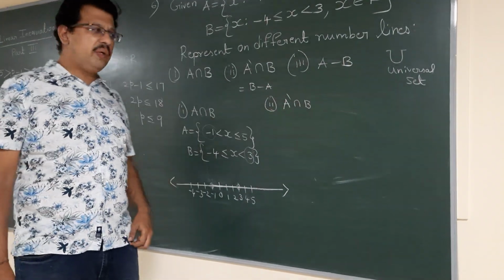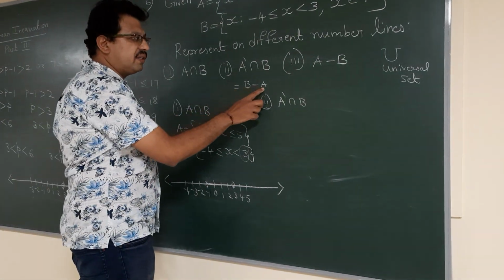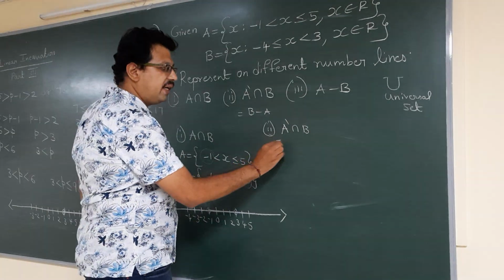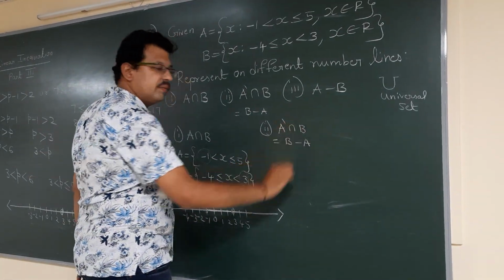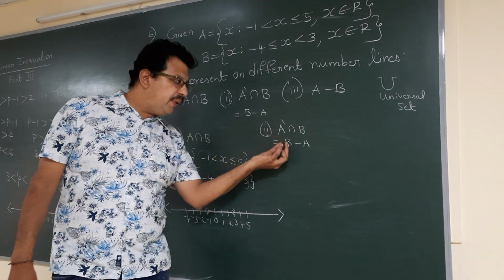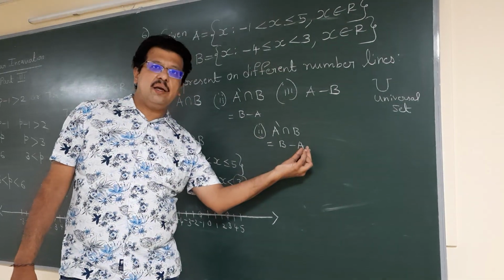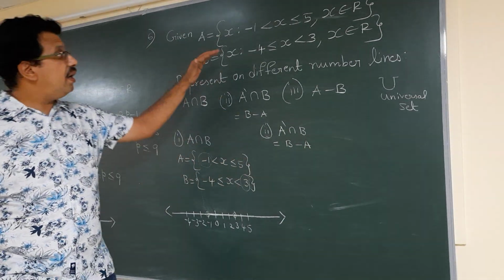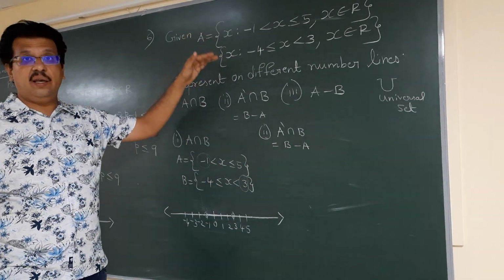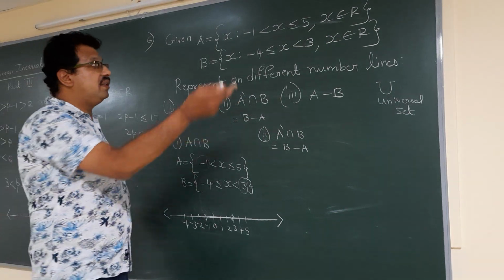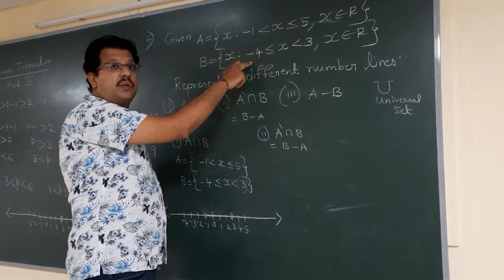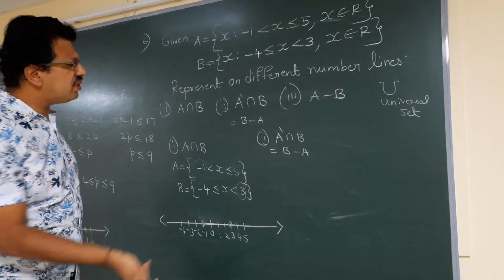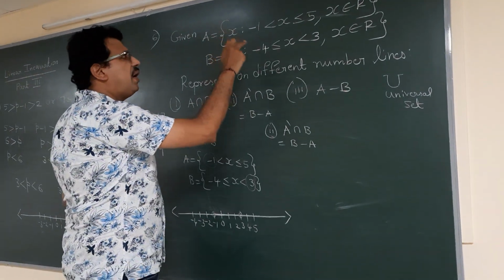Intersection B means like B minus A. B minus A means the difference of two sets. The elements which are present in B but not present in A. You have to go back and see the sets A and B here. Elements which are present in B but not present in A, that's what we call B minus A. So which is the element which is present in B? Minus 4.